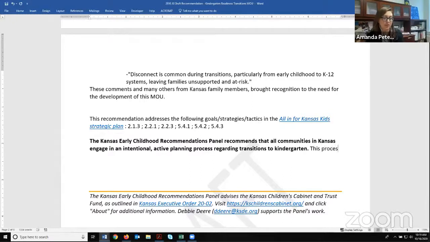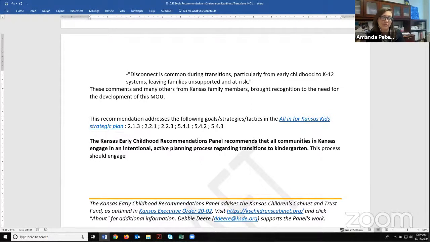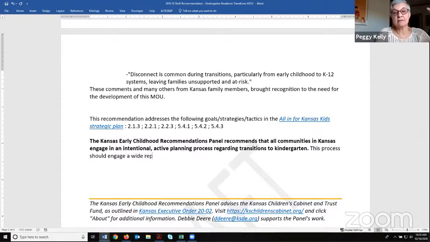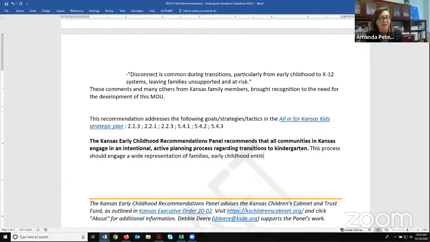So this process should engage a wide representation of early childhood, families first, families and early childhood entities and schools in the community. I wonder if we want to say entity.